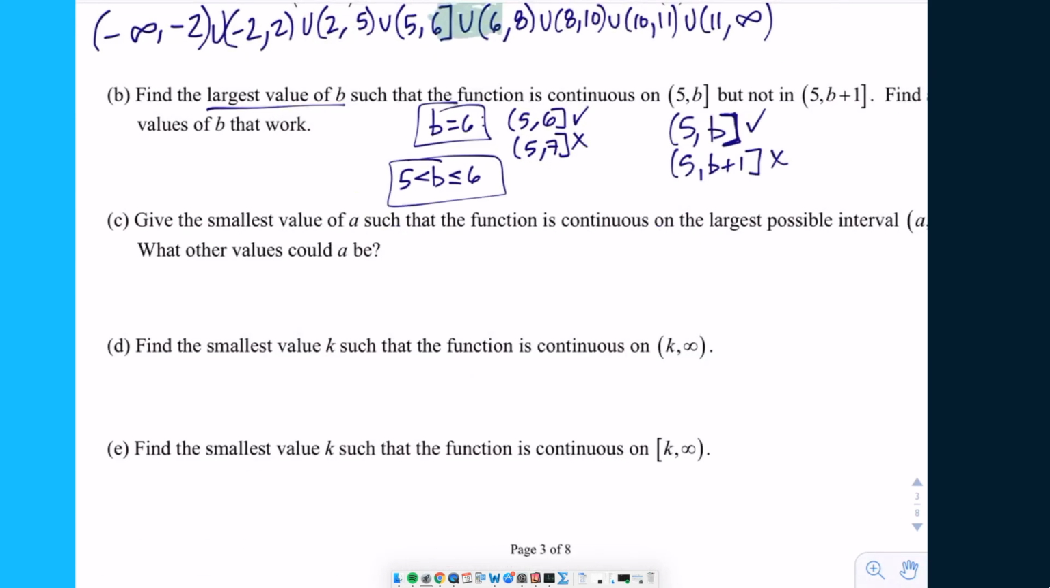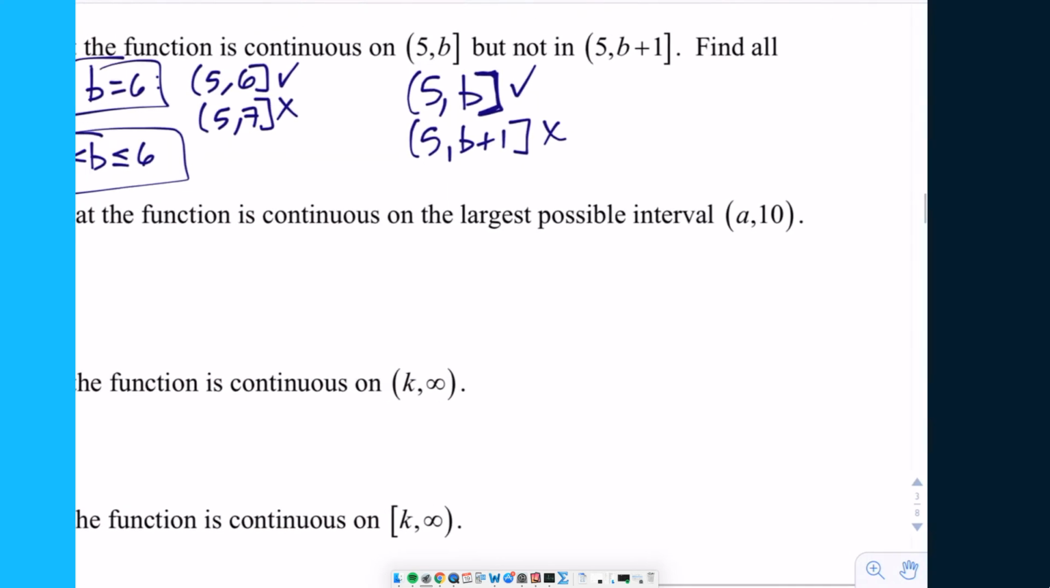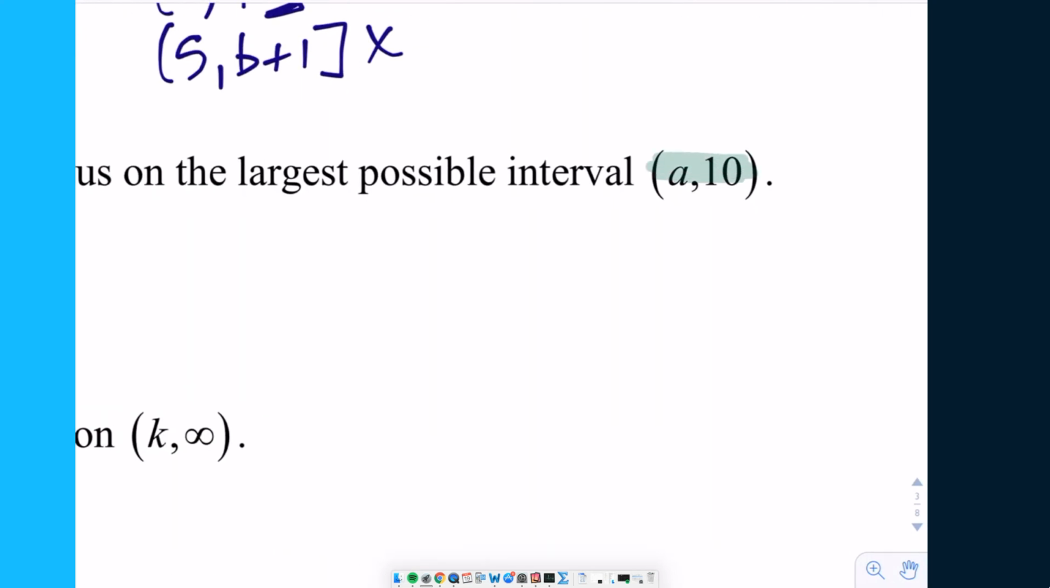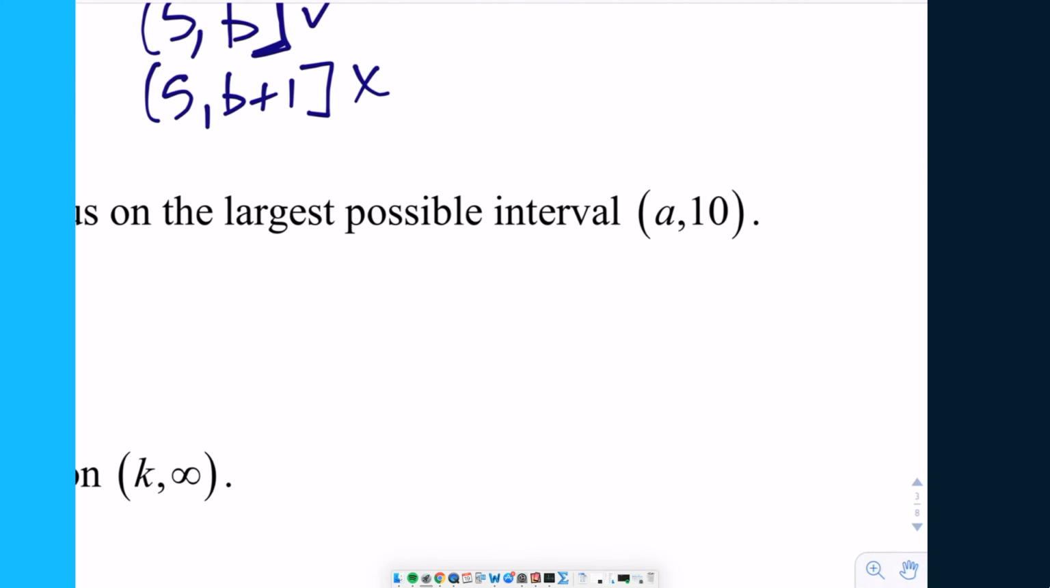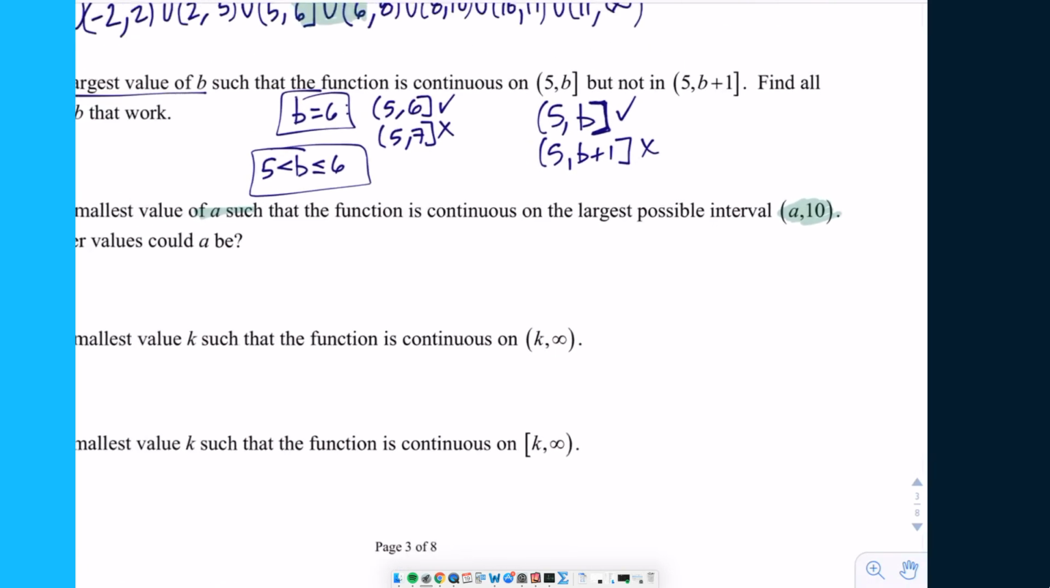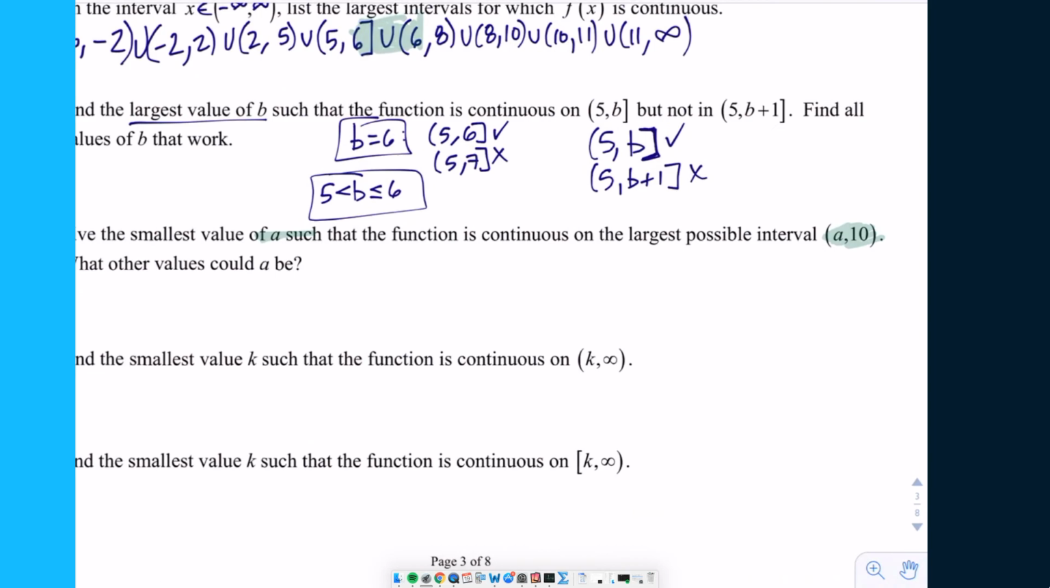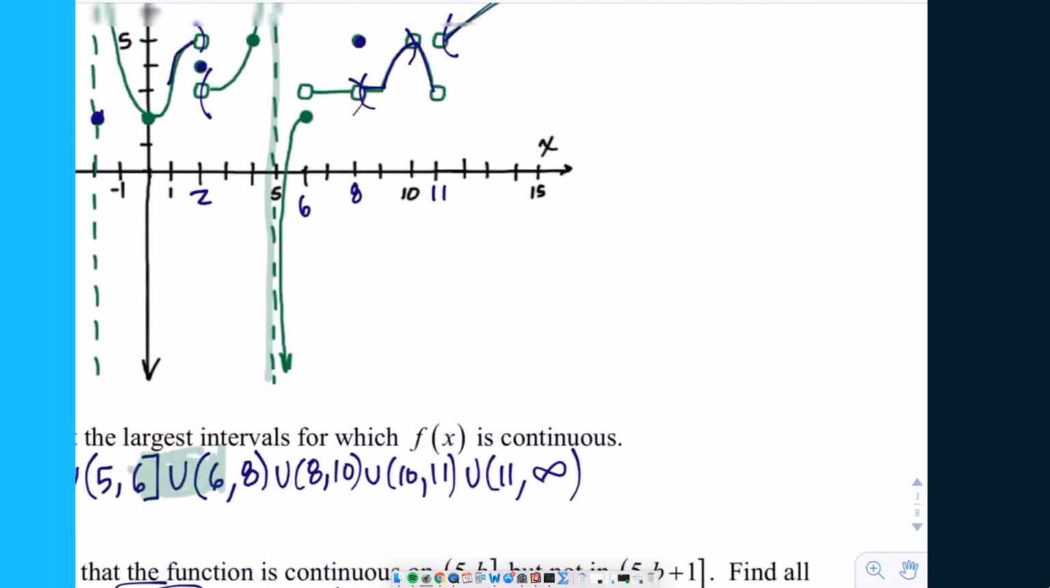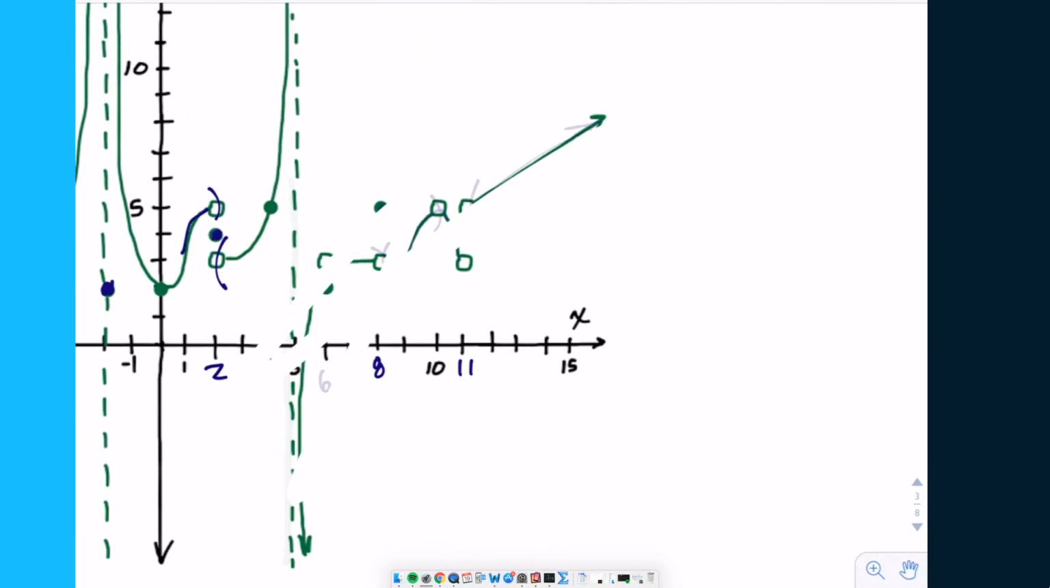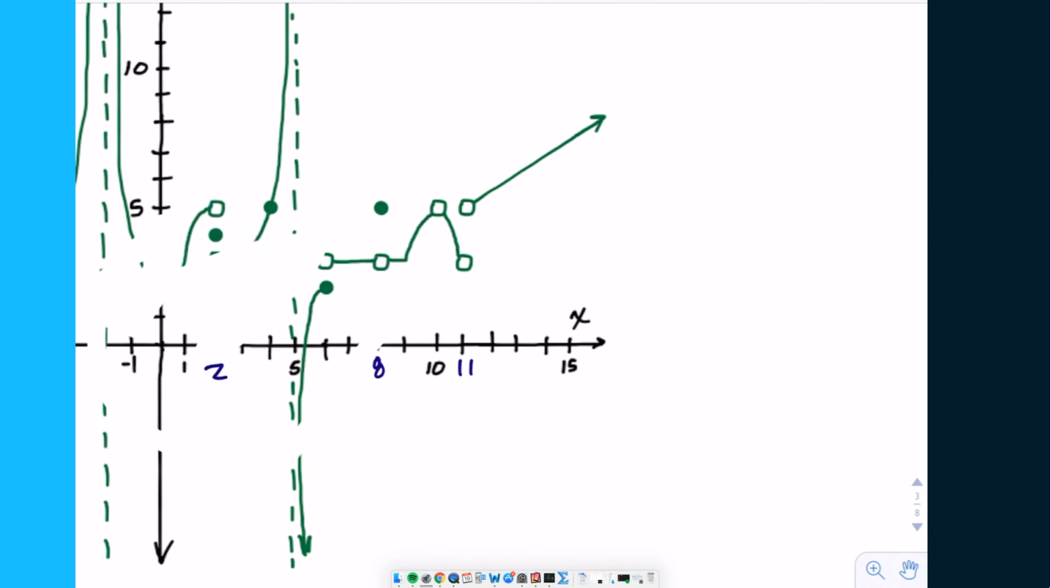Go ahead then and try out C on your own. It says to give the smallest value of A so that the function is continuous on the largest possible interval from A non-inclusive up to 10. So to make the interval as large as possible, since A is a left bound, we want A to be as small as possible. And then it says what other values could it be? While y'all are doing that, I'm going to come up here to the graph and kind of rewrite the questions because it's easier to see when the graph is here.